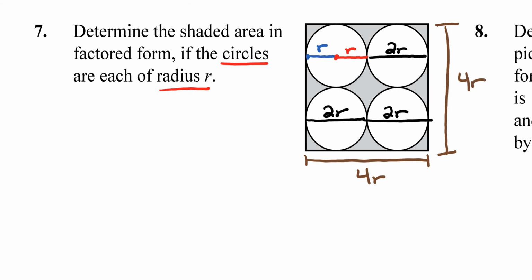Okay. All right, so now we have the area of the square. If you think about the area of the square, that's simply going to be 4r times 4r, which is going to be 16r squared. So that's the area of the square there. And inside the square, we have 4 circles, right?